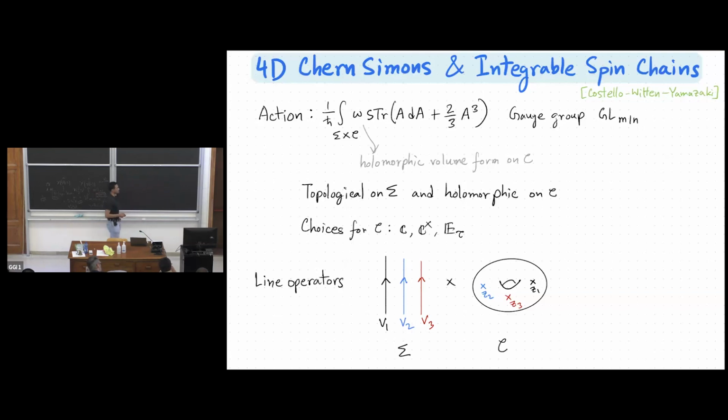As is usually the case in gauge theories, the interesting things to consider in this theory are line operators, extended operators. The line operators that I will consider are lines in the topological plane labeled by representations of GL(M|N), and they have fixed locations in the holomorphic direction, let's say z1, z2, z3. As you can see, this data already looks like the kind of data that labels representations in a spin chain.